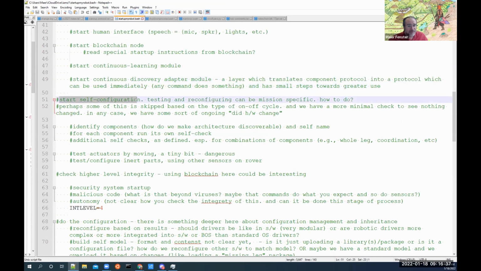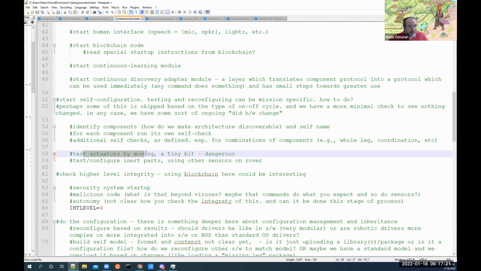Now the rover wakes up. We need self-configuration. What does that include? What components do I have? Do I have all my wheels? Do I have all my sensors? Did somebody plug in a LiDAR while I was sleeping? Each component has its own self-check. We have additional self-checks for combinations of components. We want to check coordination. If I have a posture sensor and I have a motor, I want to see that they actually work on the same timing.